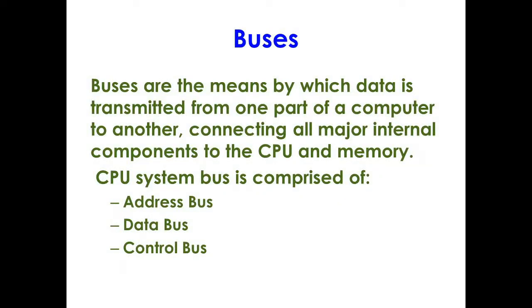Okay, let's talk about the buses. Buses are the means by which data is transmitted from one part of a computer to another, connecting all major internal components to the CPU and memory. Like you travel through roads and highways from one place to another, the buses are like the highways that are used for transfer of data. Different types of buses are used, like we have the address bus, the data bus, and the control bus.